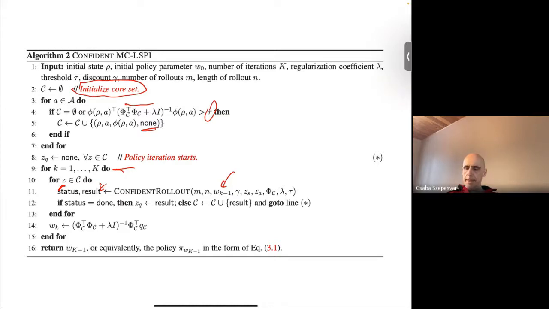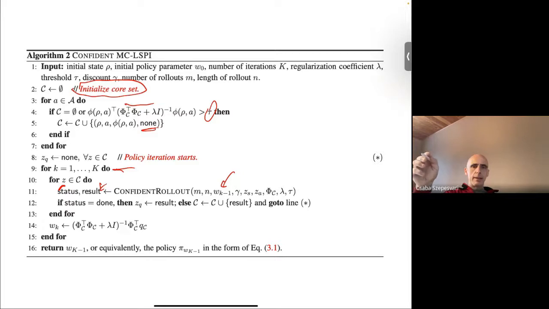And if the status is done, that means that nothing special happened. We're going to be confident that the result that we get is a good target. So if that is the case, we just store this. Okay, this is our target at this core state action pair z. So this z, q arrow, result means that we are storing that in the set.